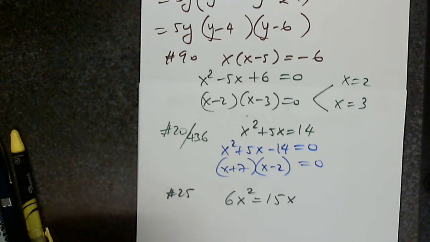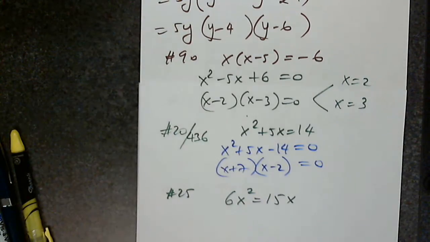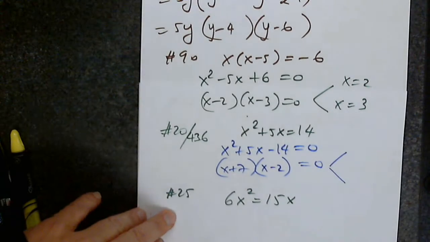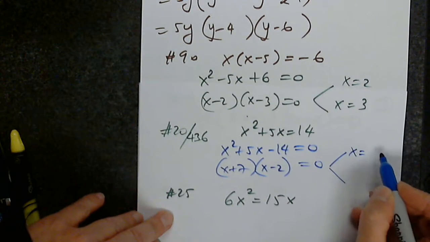So how do you know what order to put them in? It doesn't matter. 2 times 3 is 3 times 2. As long as you have them multiplied, the options are the same.